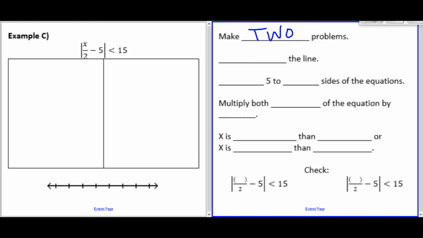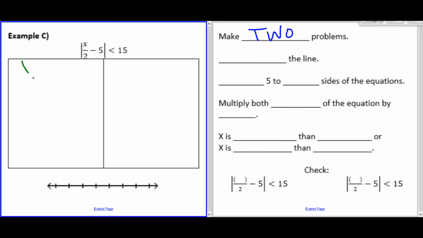The difference here is this. When I make my 2 problems, x divided by 2 minus 5 is less than 15, the other problem is going to be x divided by 2 minus 5. There are 2 things we need to do when we make the second problem for inequalities. The first thing is you need to flip the sign. So the sign changes from less than to greater than. And then we need to change the sign of the number. Here we're changing it from positive to negative.